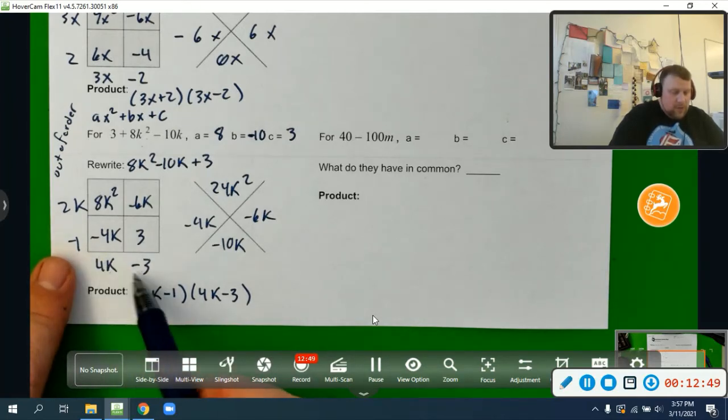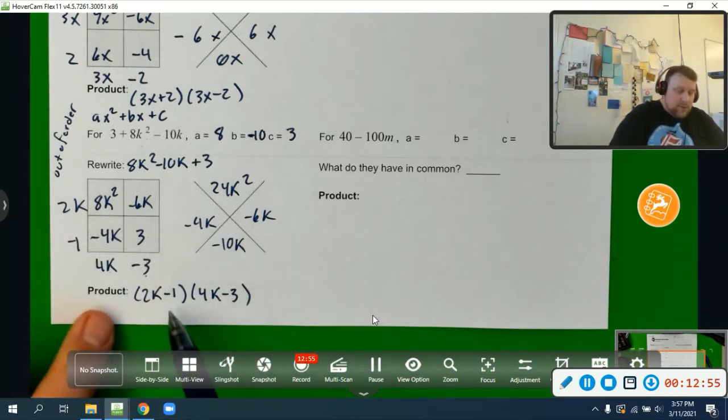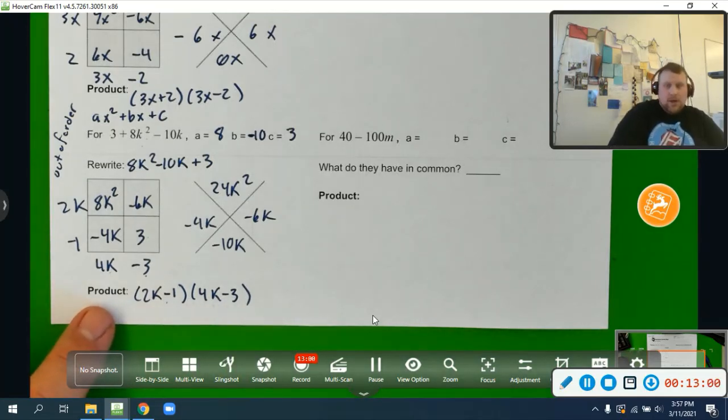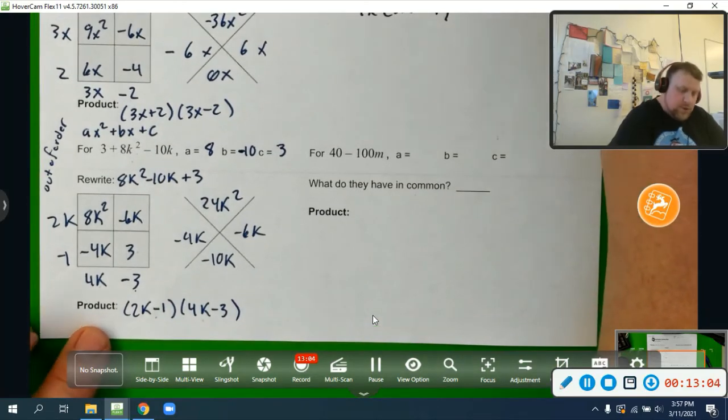Now, you may be thinking, well, that's not going to work over here. Well, yeah, it does. What's negative 1 times negative 3? It's positive 3. See how that works? What times 4k is 8k squared? 2k. So I end up with 2k minus 1, 4k minus 3. Awesome.